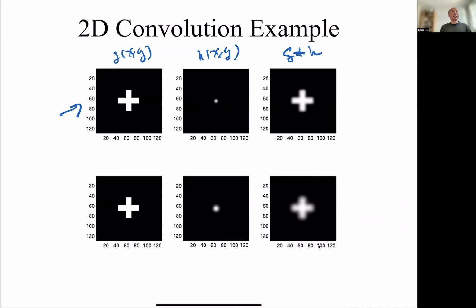Typically in image processing, if you're just trying to blur something, you want to make sure that your blurring function is symmetric around the origin, because if it's not, it will end up shifting your image as well. So that's a good question.